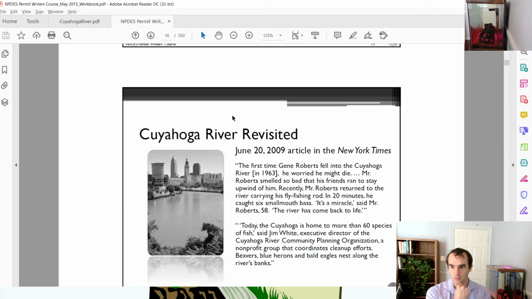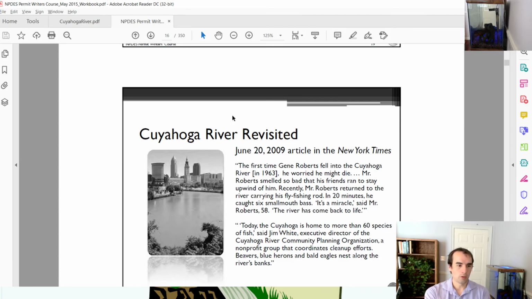Recently, he returned to the river carrying his fly fishing rod. In 20 minutes, he caught 6 smallmouth bass. It's a miracle, he said, 58. The river has come back to life. Today, the Cuyahoga River is home to more than 60 species of fish, said Jim White, executive director of the river's community planning organization. It coordinates cleanup efforts. Beavers, blue herons, and bald eagles nest along the river banks.